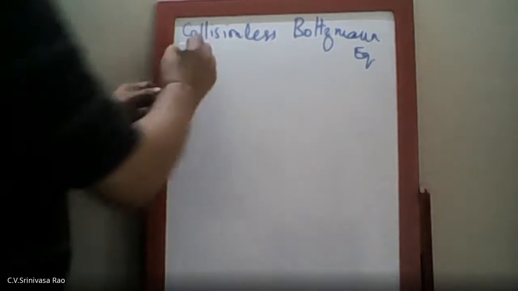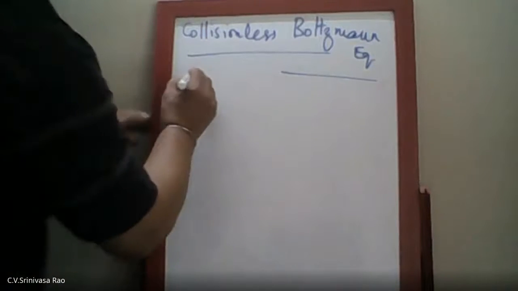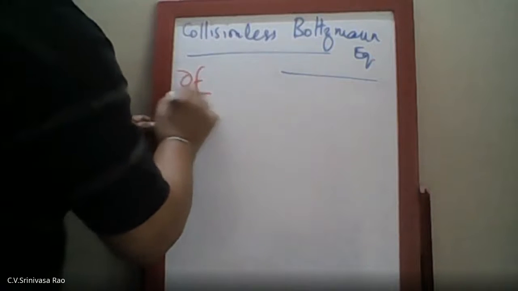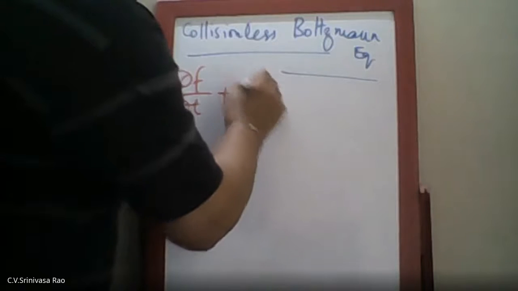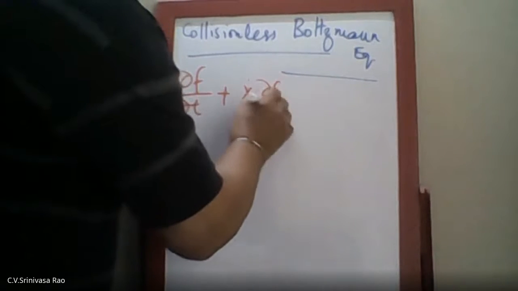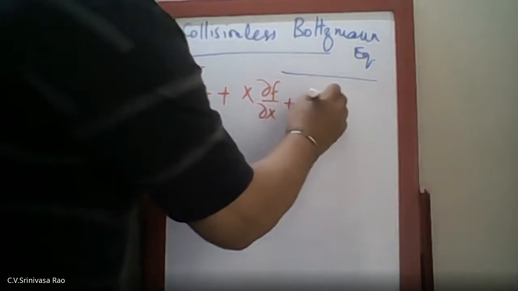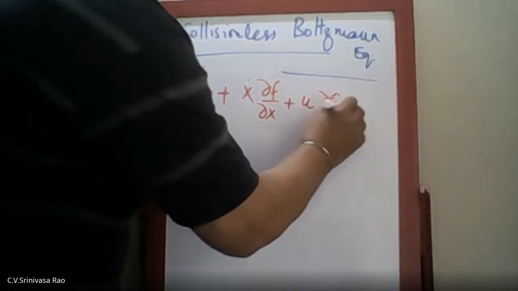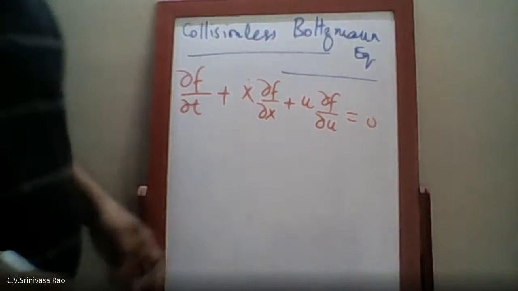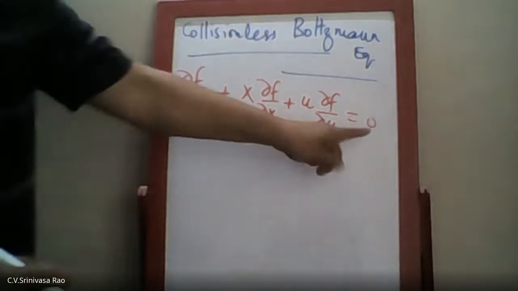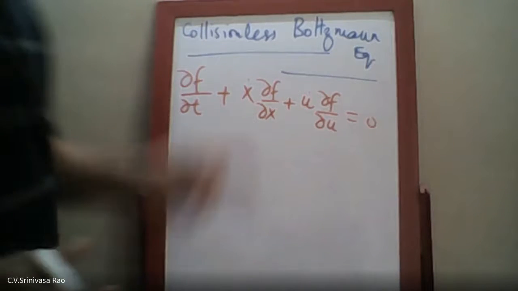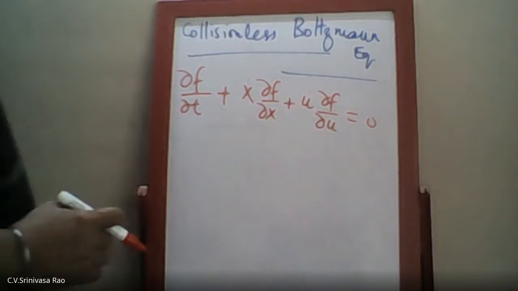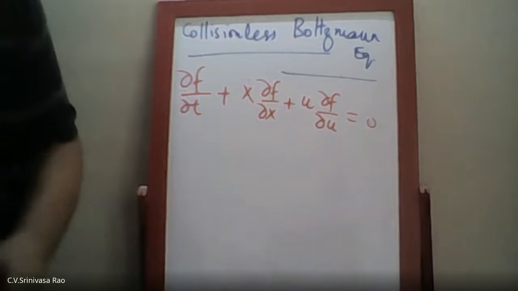So basically, I can write it down in terms of the distribution function equal to 0, because we have not put collisions still. There are no collisions, so it's a collisionless Boltzmann's equation. But let us see now.